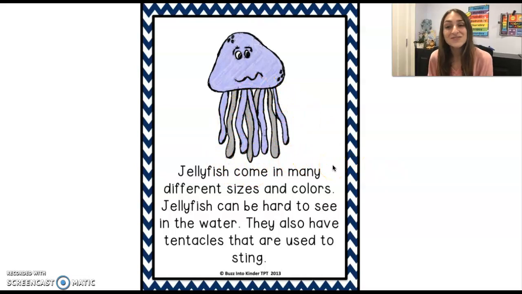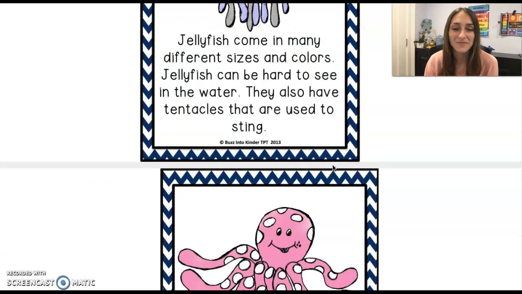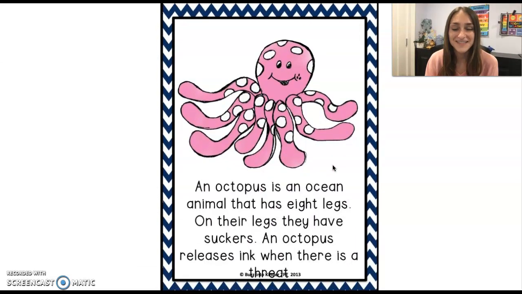So those are jellyfish. Do you want to learn about one more ocean animal? Okay, let's learn about one other one. What ocean animal is this? An octopus. An octopus is an ocean animal that has 8 legs. On their legs, they have suckers. An octopus releases ink when there is a threat.